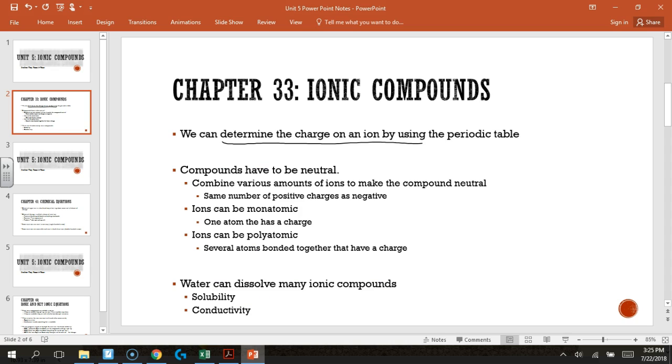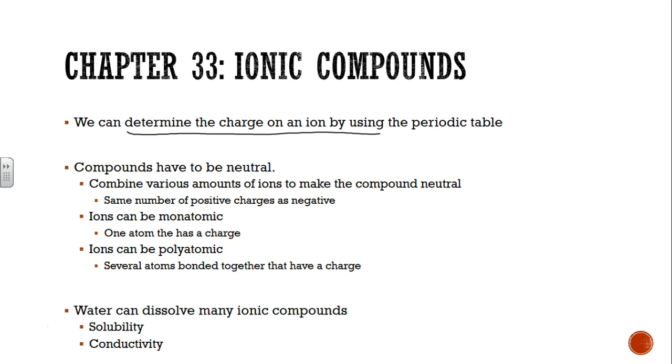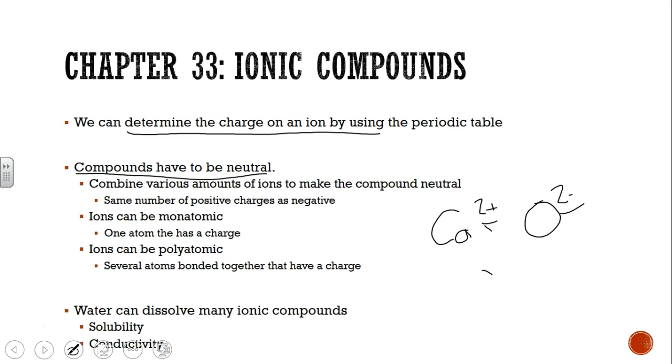Now, coming back here, the important point that we're trying to make here is that compounds have to be neutral. When you take the charges on the ions and add them up, they have to be neutral. So when we take something like a calcium ion, which we know has a 2 plus charge because of the periodic table, and then we have an oxide ion with a 2 minus charge, those two things are the same. They cancel each other out. So when we make the formula, it's going to be CaO.